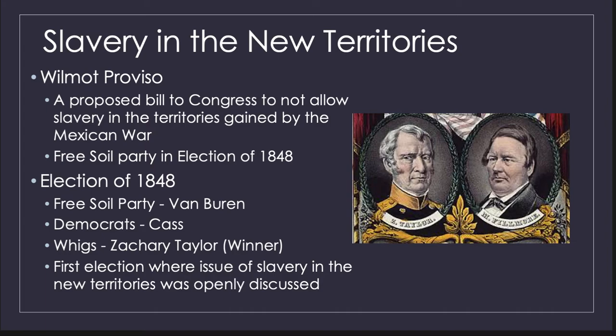The Free Soil Party is going to try to run old Martin Van Buren again. The people don't like Van Buren, but he just can't seem to take the hint here. So Martin Van Buren is going to run for the Free Soil Party. We're also going to have the Democrats run their candidate Cass, but the Whig Party is going to be the winner here with Zachary Taylor.